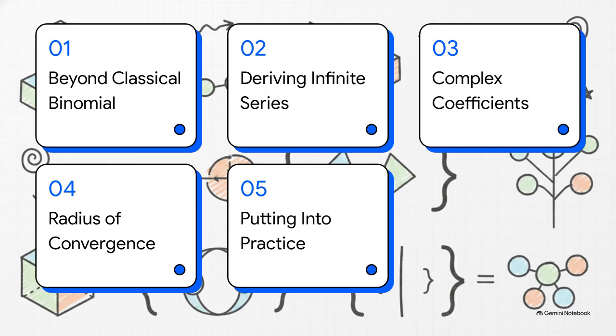Here's our roadmap for today. First, beyond the classical binomial. Second, deriving the infinite series. Third, calculating complex coefficients. Fourth, the radius of convergence. And finally, putting it into practice.